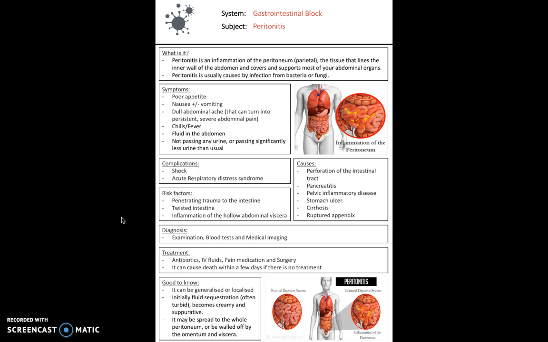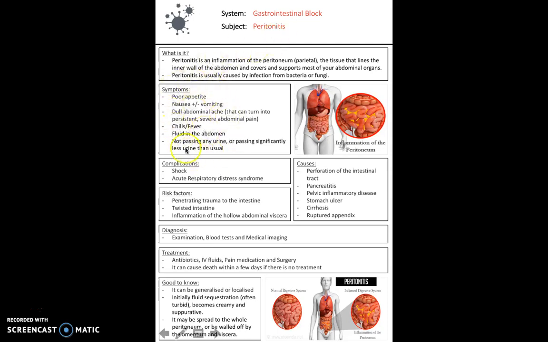Now, in order to understand peritonitis as a clinical condition, you need to understand what the peritoneum is. So the peritoneum is a double-layered membrane that lines the abdominal cavity. You can have a visceral peritoneum, which lines the viscera, so the organs of the abdomen, or you can have a parietal peritoneum, which is on the outside, so that lines the walls of the abdomen. And then we think in general in medicine what itis means, which means inflammation. So peritonitis is inflammation of the peritoneum. Usually it's caused by some kind of infection from a bacteria or a fungus.